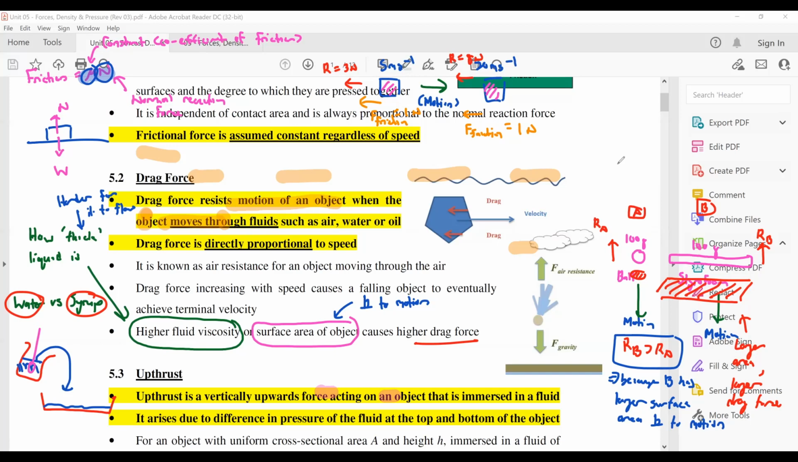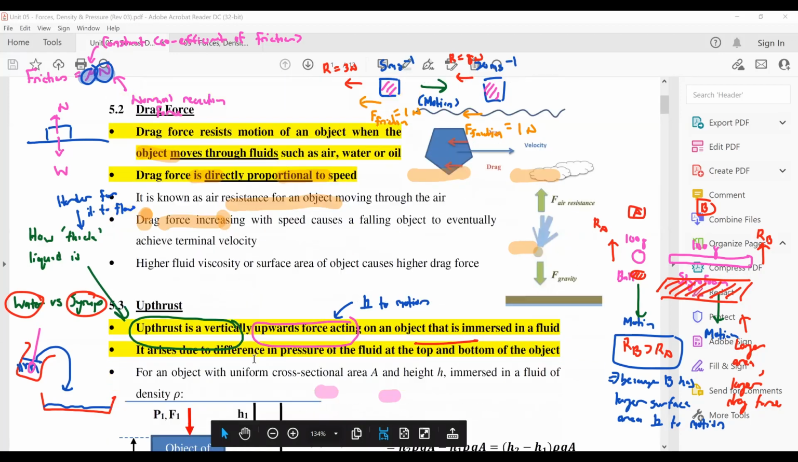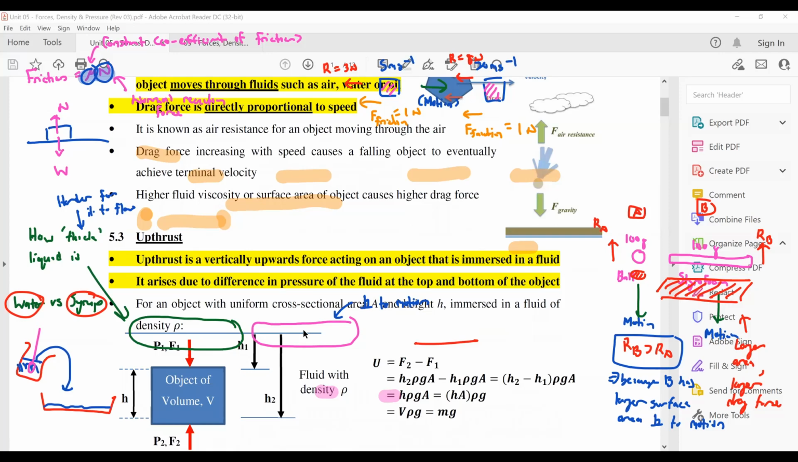So these are just two introductions to forces that oppose motion, drag force and friction. This one, don't worry so much about it. We don't really test you that much on it. Now the one that we will really test you on is the third force called upthrust. Upthrust is actually the vertically upwards force acting on an object that is immersed in a fluid. It arises due to difference in pressure of the fluid at the top and bottom of the object.